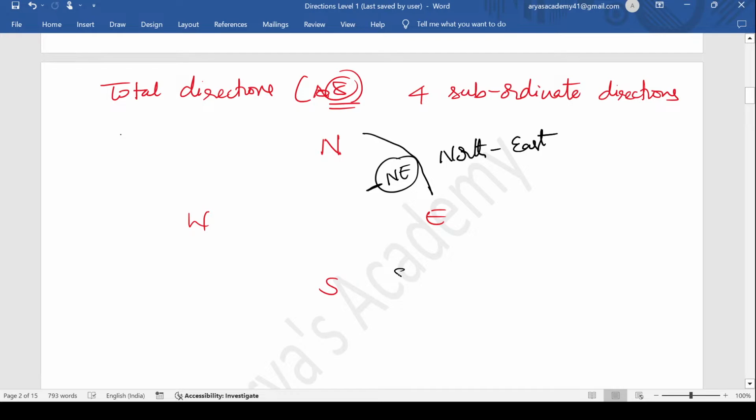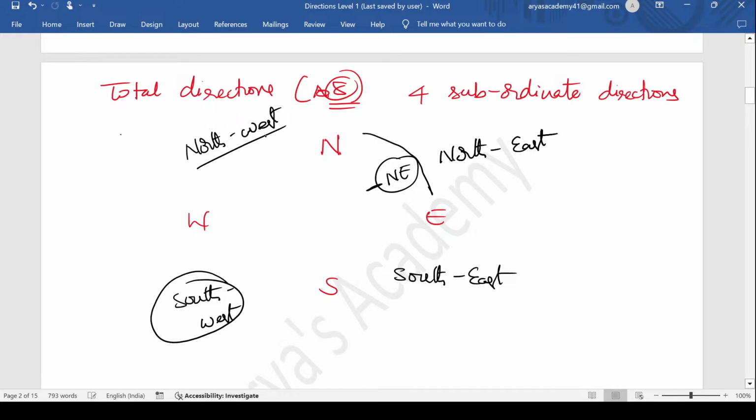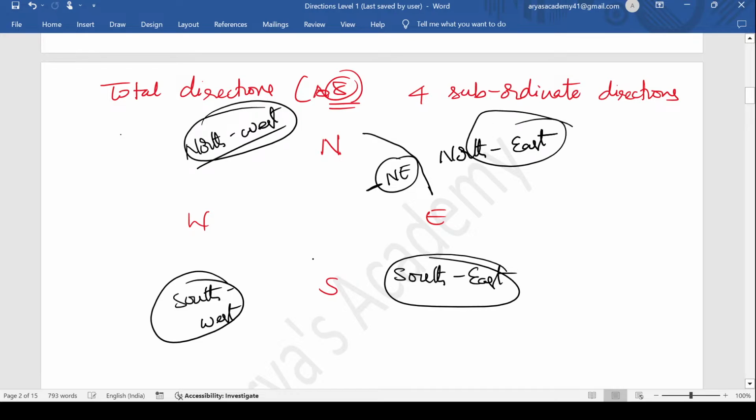Similarly, between south and east we call it southeast. Between south and west we call that direction southwest. Between north and west we call it northwest. So these are the 4 subordinate directions: northwest, southwest, northeast and southeast. We derive them based on the main directions only.